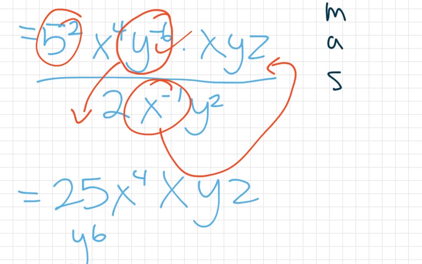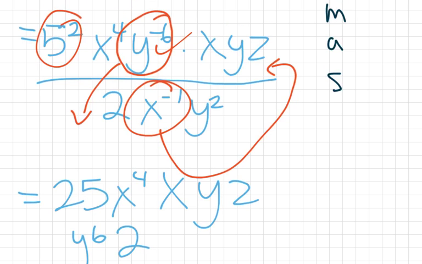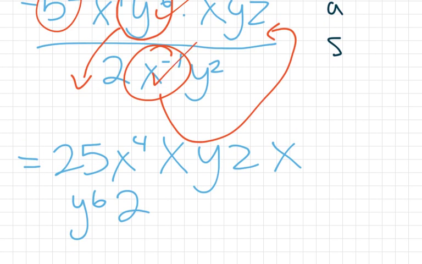Okay. And then in the denominator, we're still going to have that 2 down there. But that x to the negative 1, it's going to get moved up to the top. So we have an additional x in our numerator. So that's also all dealt with. And then we have another y squared in the denominator. Awesome.